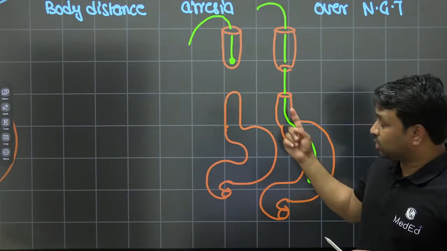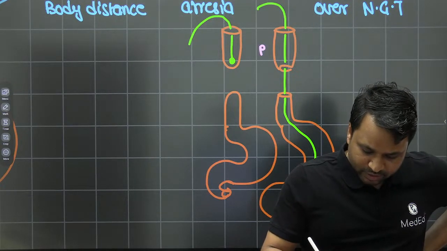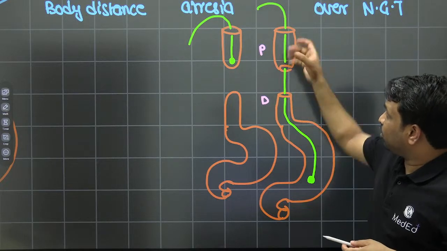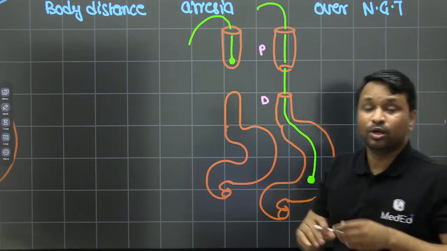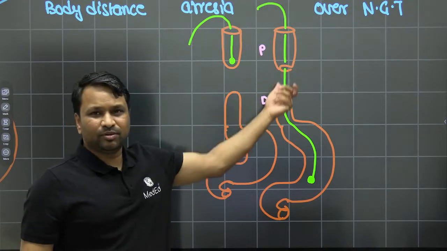There are two options. We can say this is the proximal end of the esophagus, and this is the distal end of the esophagus. Either you can pull the distal end up or you can pull the proximal end down. What would you prefer? Most of us think you can take this up. We'll try to pull it up.